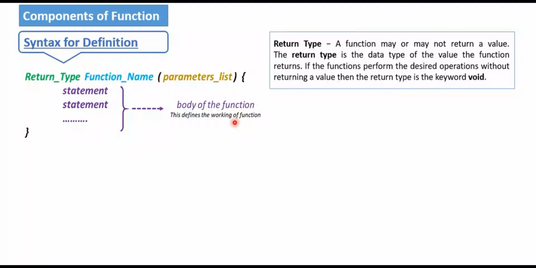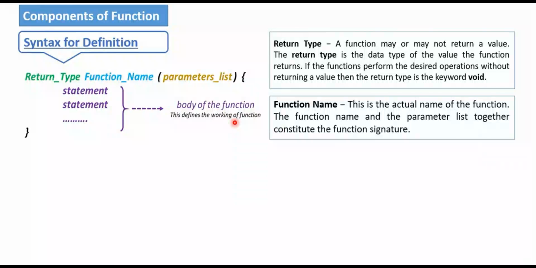Return type. Now, a function may or may not return a value. The return type is the data type of the value the function returns. If the function performs the desired operation without returning a value, then the return type is the keyword void. If you see in the previous example, in message, the message has been displayed only and we don't have any return data. That's why the return type of message is void, or empty. Next is the function name. This is the actual name of the function. The function name and the parameter list together constitute the function signature. The name can be given following the normal naming convention.